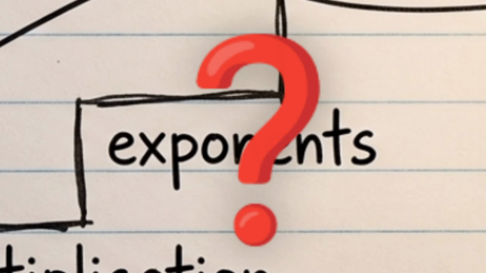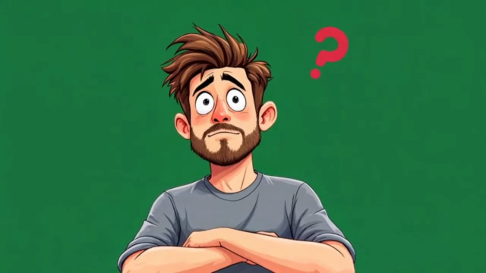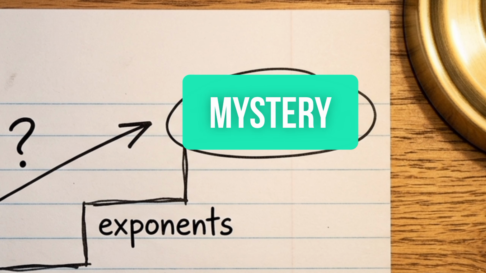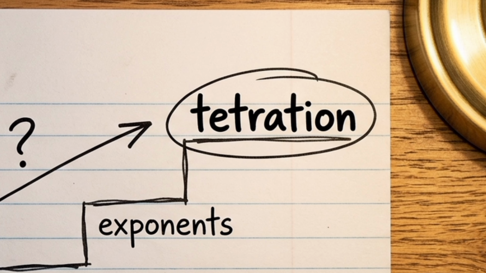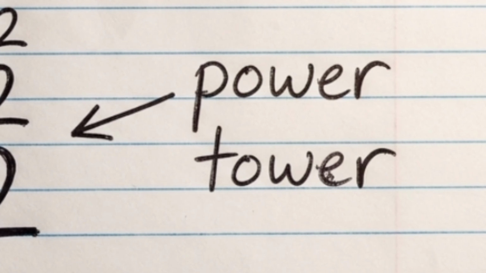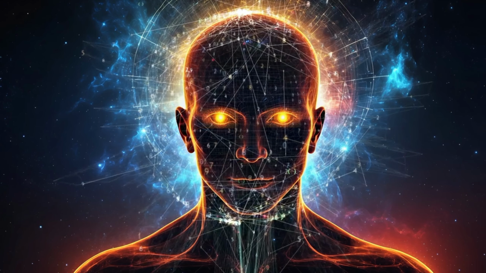And here is the question nobody thinks to ask in school. What happens if we repeat exponents? What lives 1 step above on that staircase? That is exactly where tetration lives. Tetration is the repeated stacking of exponents. People also call it a power tower. And once you see it, that name makes perfect sense.